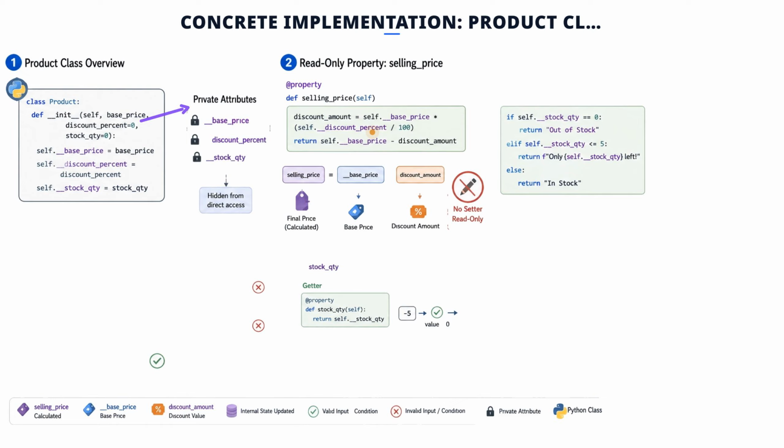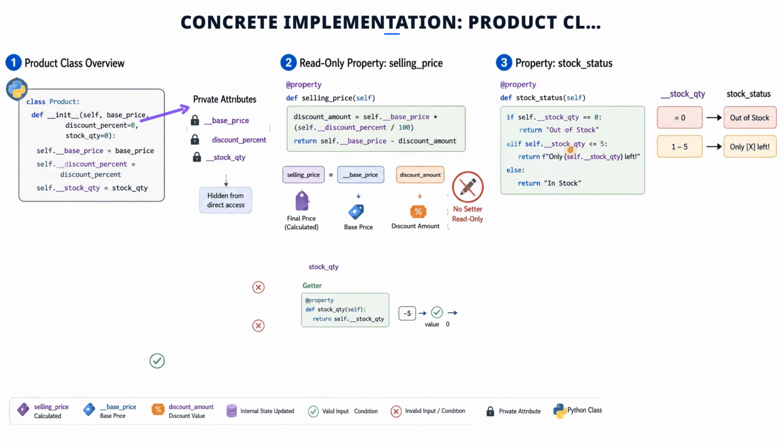The second property is stock status, which provides a human-readable label. It checks the internal stock quantity and returns "out of stock" if it is 0, "only X left" if it is 5 or less, and "in stock" otherwise. This automatically transforms a raw number into a useful business insight.